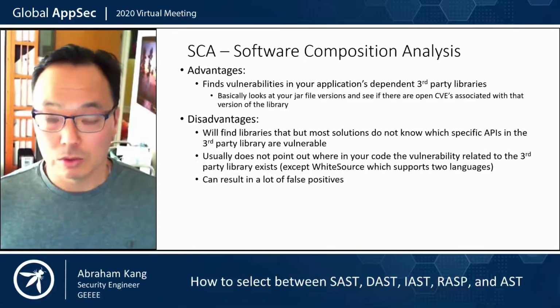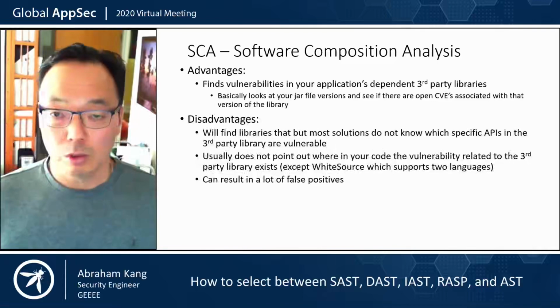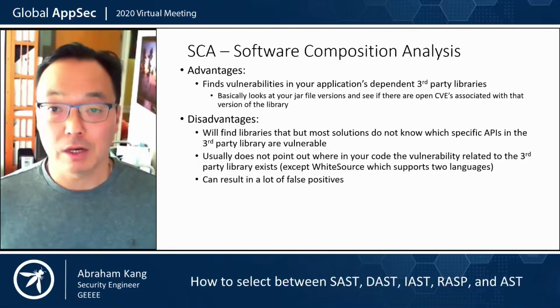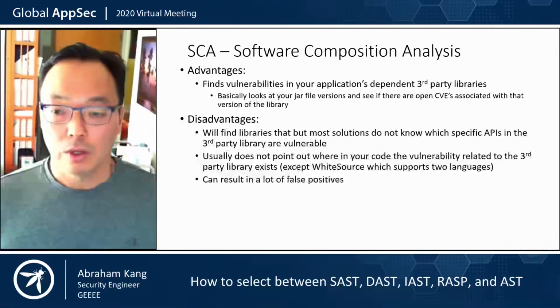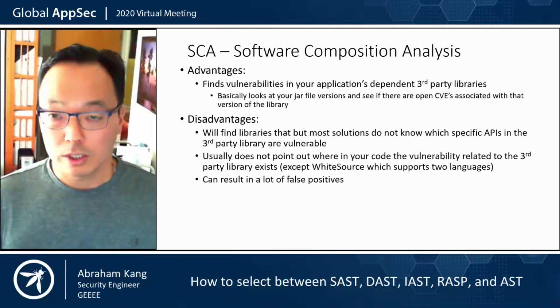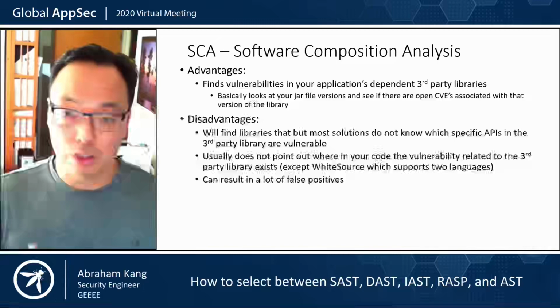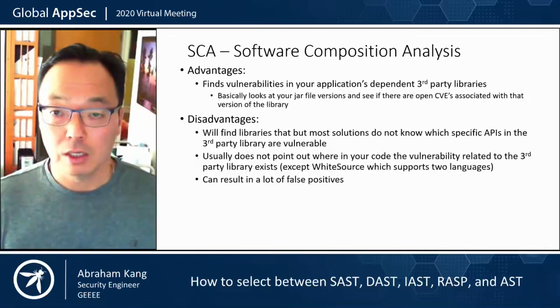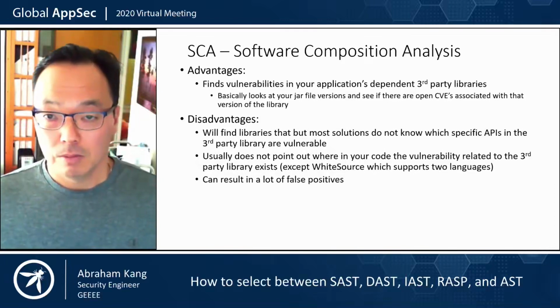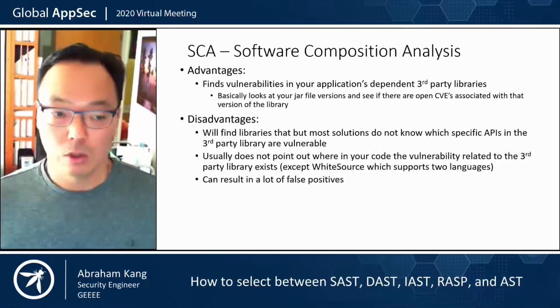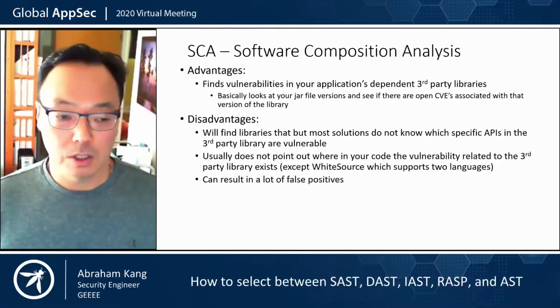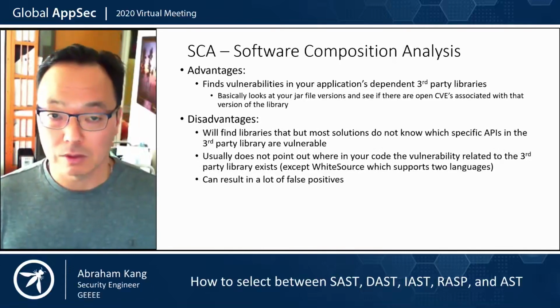The problem with these tools is that they're not going to tell you if you're actually using those vulnerable APIs within those third-party libraries. So you could get a lot of false positives. There are some tools like WhiteSource that are one of the few that actually support languages where they will look in your code and tell you if you're making the appropriate calls to the third-party library's vulnerable APIs. So you want to keep that in mind because you may get a lot of false positives.